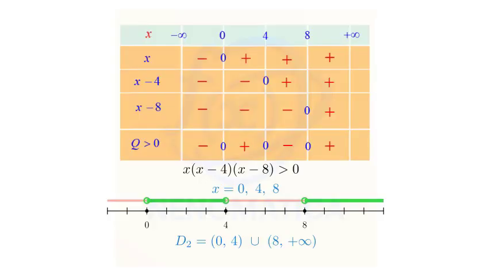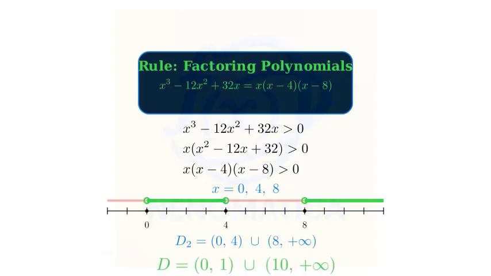Build the sign chart and identify where the product is positive. We find the solution set for this inequality is open interval from 0 to 4, union open interval from 8 to infinity. Step 3. Take the intersection.